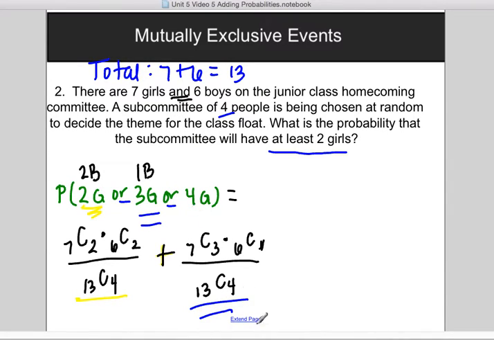And we have to do or 4 girls. So plus, this time it's 7C4. And if there are 4 girls, that means there are 0 boys, so I really don't have to add it. But if you wanted to, you could do 6C0, over my 13C4. Just a reminder, this means this is the number 1. So I would calculate all of these.